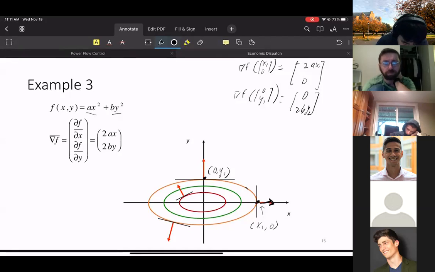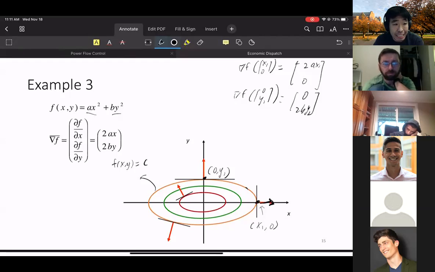So let's look at this orange curve. This is when the cost is equal to a constant. Every point on this orange curve has equal cost, right? It's equal functional value, right? This function is just an ellipse, right? So ax squared plus by squared. So this is the ellipse. So you set the function to a constant value. What you do is you trace out this ellipse, okay?